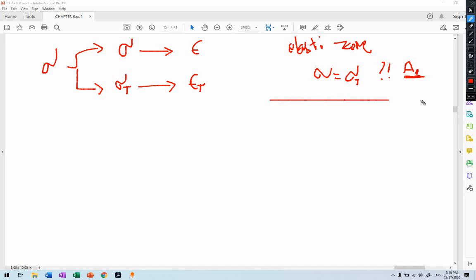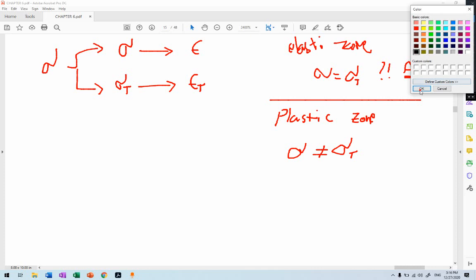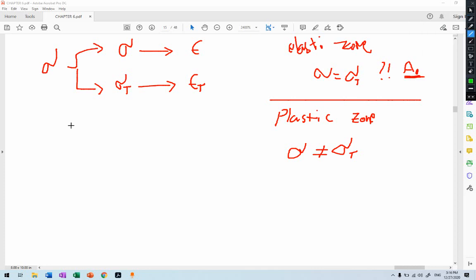But as soon as you step into the plastic zone, the area is no longer A0. So in the plastic zone, we realize that sigma, which goes for engineering, is not equal to the true stress. And if those are not equal, sure, their strain will not be equal as well, because we know the strain comes from the stress. So the first one we call engineering, the second one true. Mainly today I'm discussing the information because you need to understand what's going on in the plastic zone, how we're dealing with these things, then you'll be able to do the calculation easily.